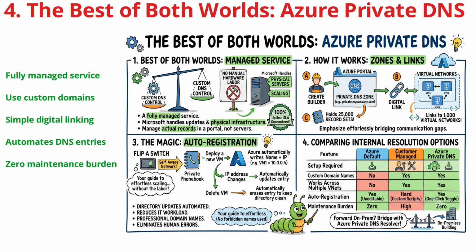But the true standout feature is auto-registration. By simply flipping a switch, you create a self-aware network. When you deploy a new virtual machine, Azure automatically writes its name and IP address into a private phonebook. It even automatically updates entries when IPs change and erases records when VMs are deleted. Compared to default or customer-managed options, it requires low setup, offers custom domains, and results in 0 maintenance burden.